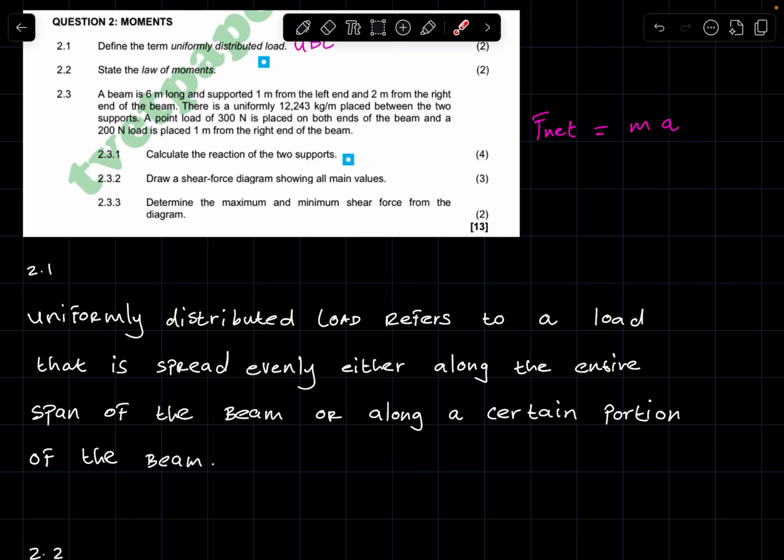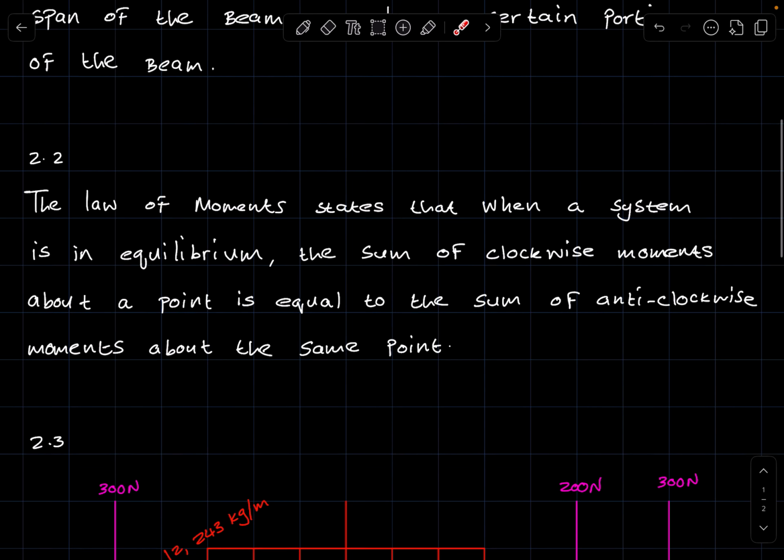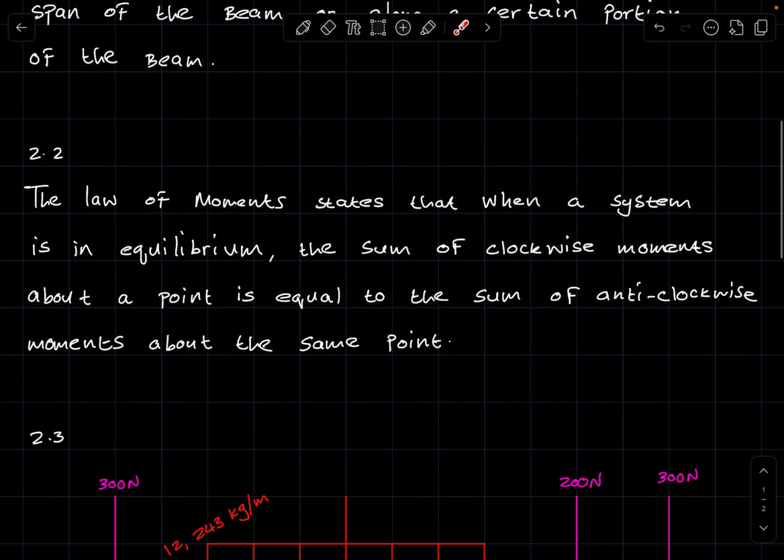So the law of moments is one of the conditions of equilibrium, and it states essentially that when you have a system in equilibrium, the sum of clockwise moments about a point is equal to the sum of anti-clockwise moments about that same point. That is, in a nutshell, how you state the law of moments, or what the law of moments is.